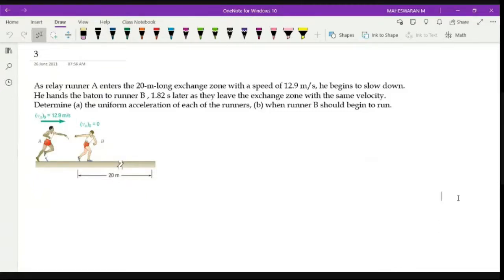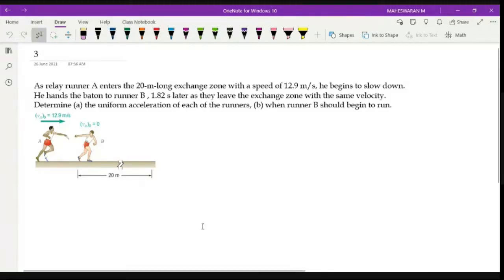Relay runner A enters a 20 meter long exchange zone. At that time only they are going to exchange the baton, right? With a speed of 12.9 meter per second, he begins to slow down. He hands the baton to runner B 1.82 seconds later as they leave the exchange zone. They leave with the same velocity, which means the velocity of A and B are both the same when they leave this 20 meter. So determine the uniform acceleration for each runner, and when runner B should begin to run. These are the two things they are asking.